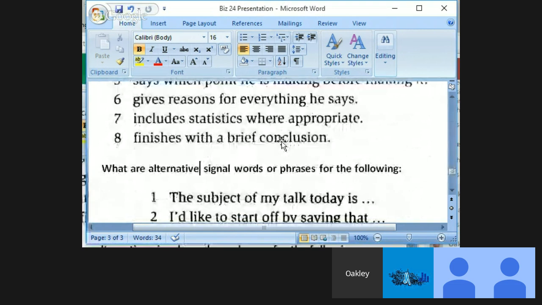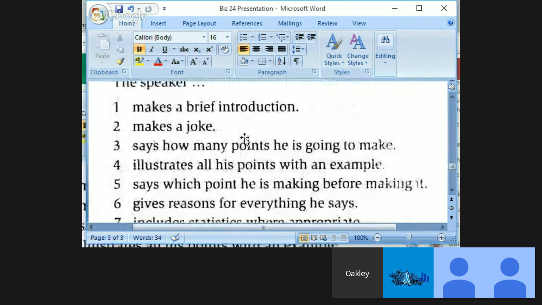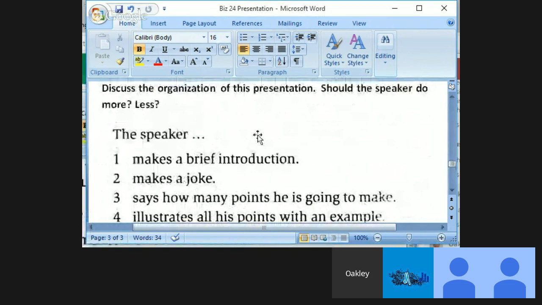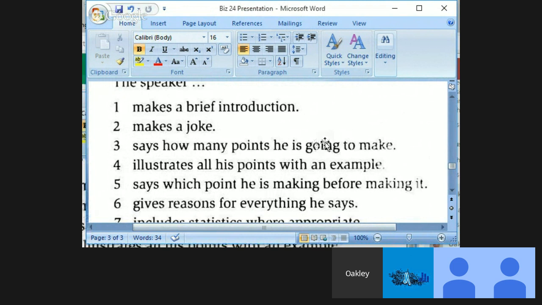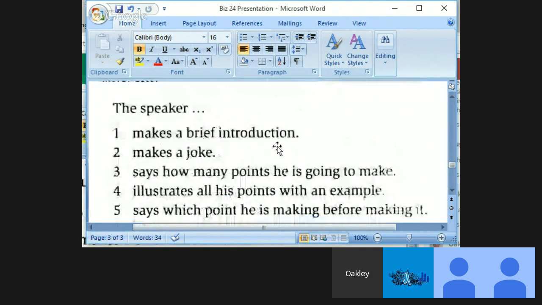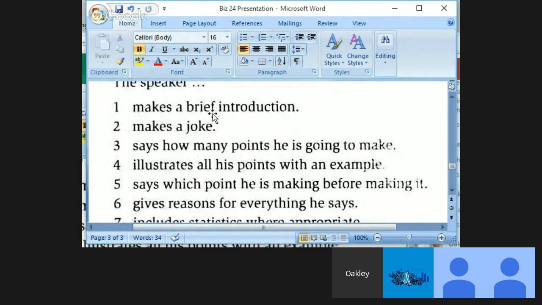Okay, I'm going to skip forward here. Let's look at this speaker's organization of their presentation, and then we'll talk about some of the actual language. What might be missing? We'll talk about these things. Is it right? Is it wrong? We'll talk about it as we go. Matthew, the speaker, maybe he's made himself some notes about how he's going to do his presentation. All right. So, number one, makes a brief introduction.